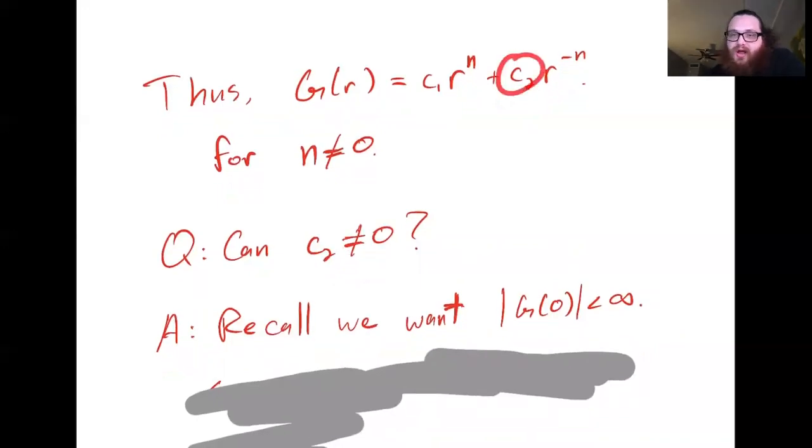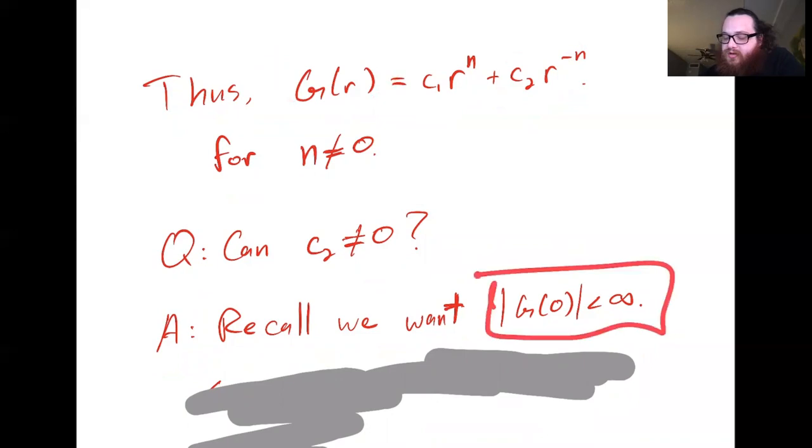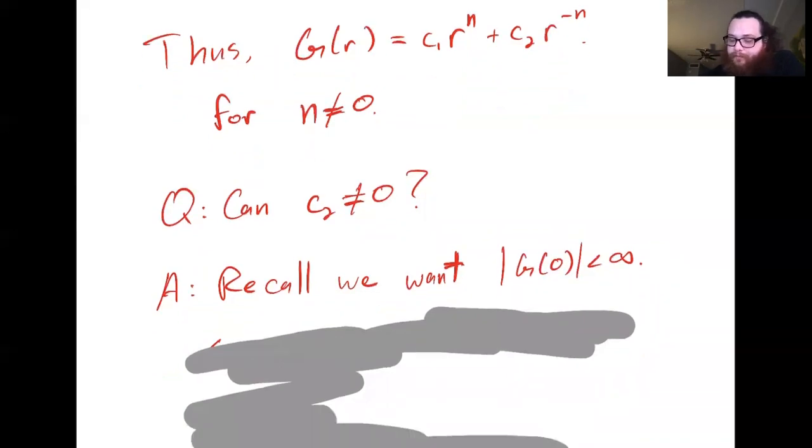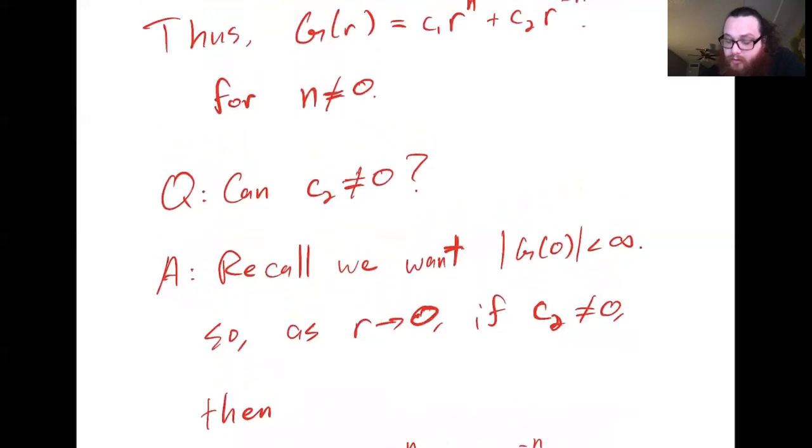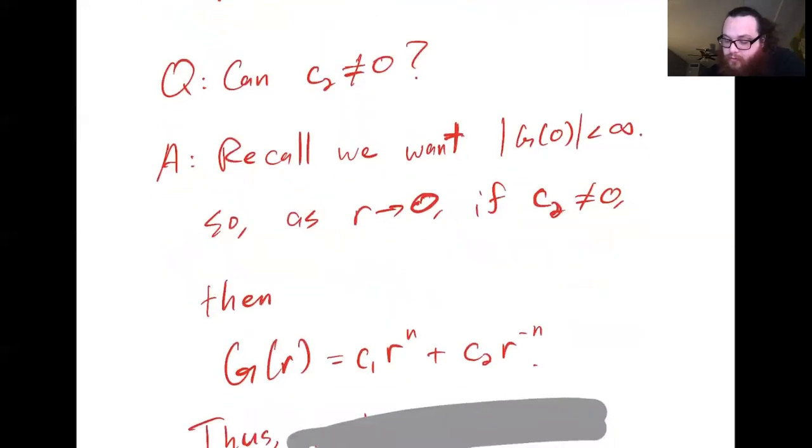So if C2 is non-zero and n is non-zero, the question is, what is going to happen as r goes to 0? Because r equals 0 is one of the points in our domain, one of the points that we care about. And so we want to make sure that this piece satisfies this condition for all the points that we care about. So what's going to happen? Well, take the limit as r goes to 0.